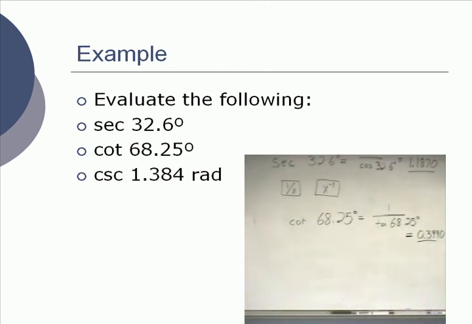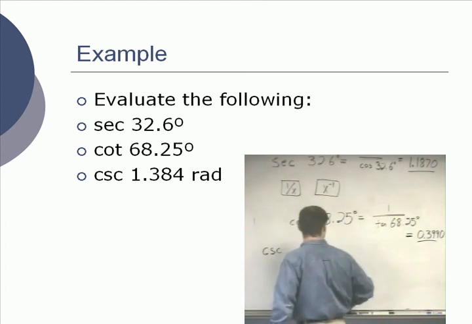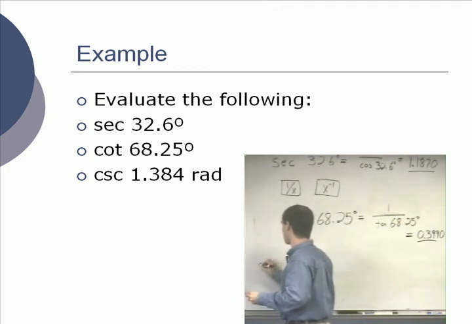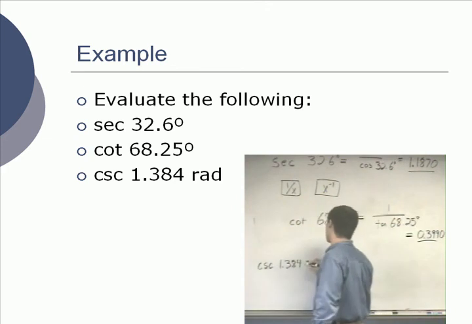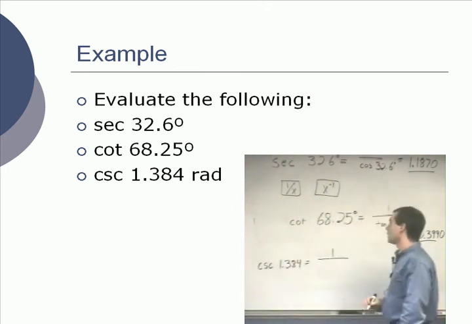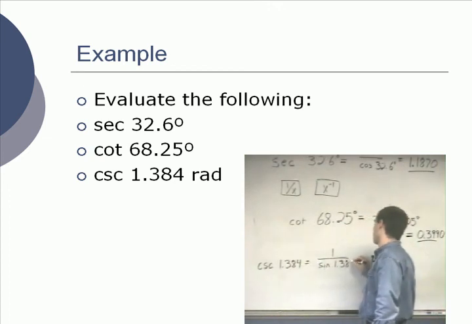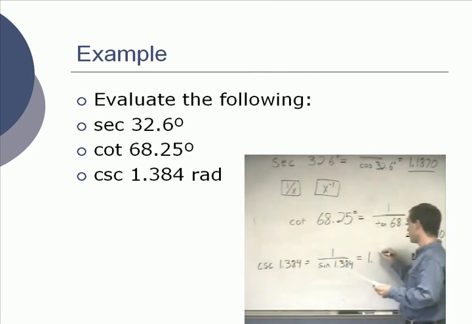Another one, find the cosecant of 1.384 radians. It's going to be 1 over the sine of 1.384 radians. You should get 1.0177.